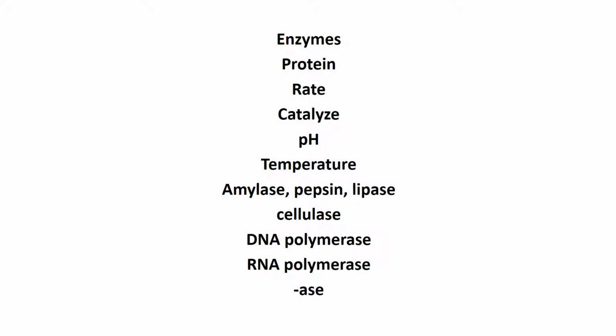Cellulase is another digestive enzyme that exists in termites. They use it to break down plant material, wood. And DNA polymerase and RNA polymerase are two other examples of very important enzymes that we'll discuss in much more detail later. And notice that enzymes often end with the suffix ase. If you see ase at the end of a word, there's a good chance it's an enzyme.